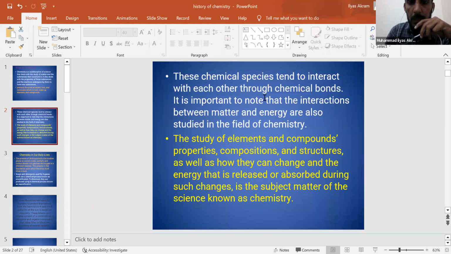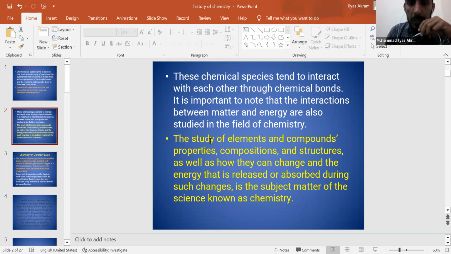So these interactions are basically between two things, one is matter and the other is energy. Matter is converted into energy and energy is converted into matter. These are also studied in the field of chemistry. The study of elements and compounds and their properties is the basic and specified definition of chemistry.